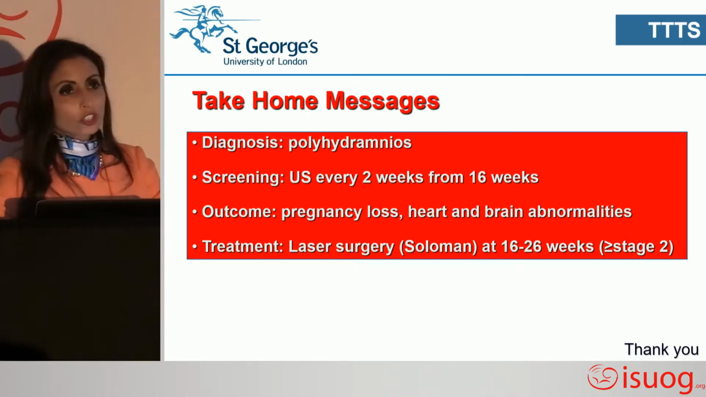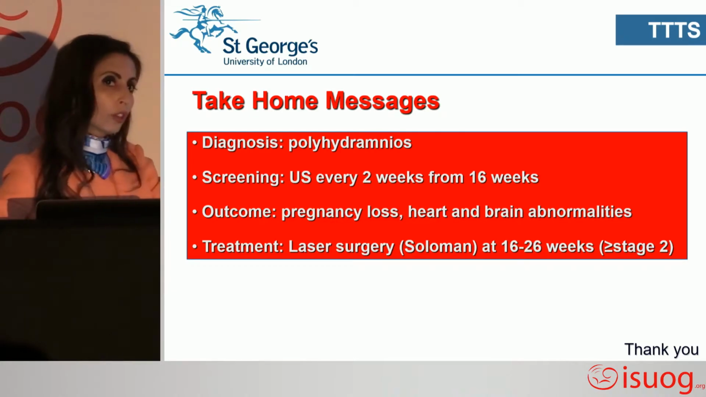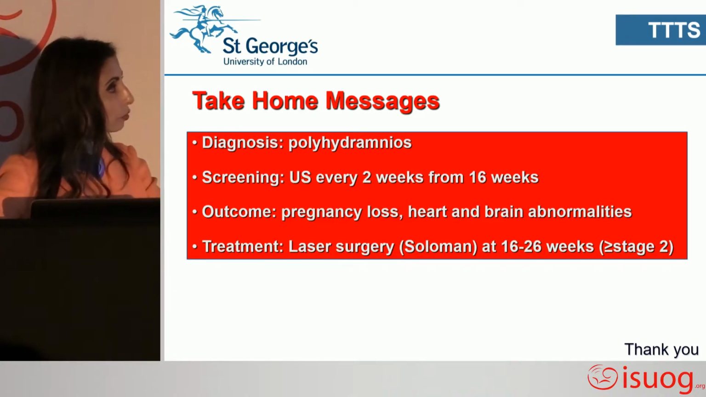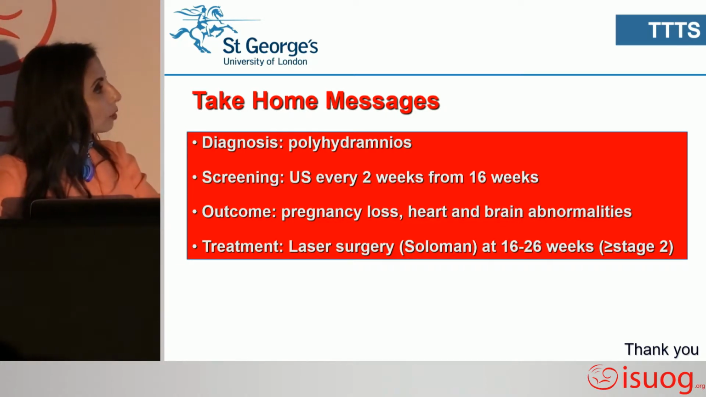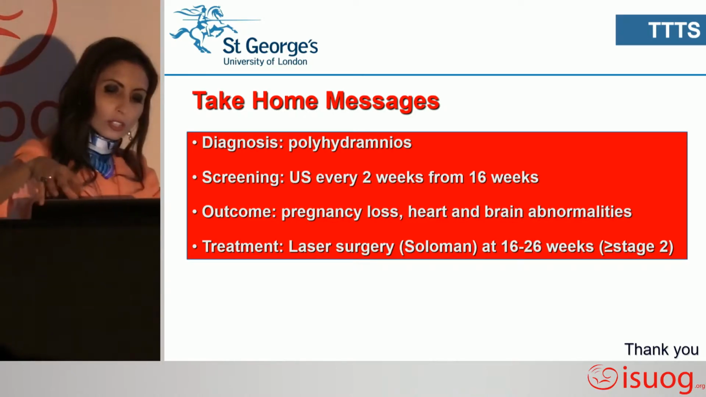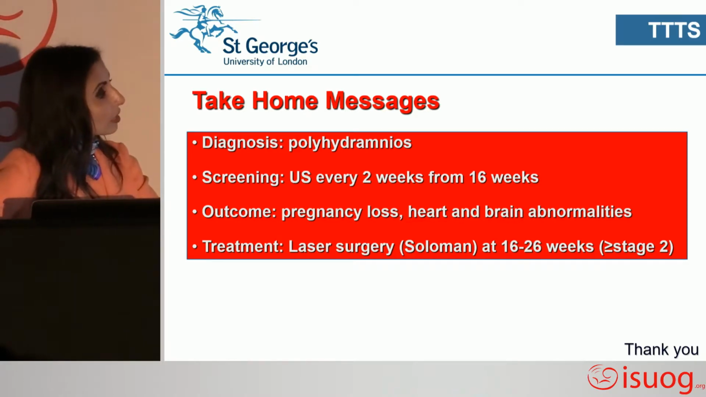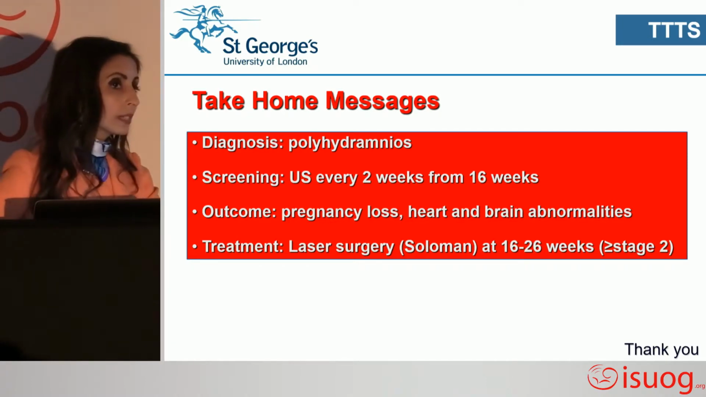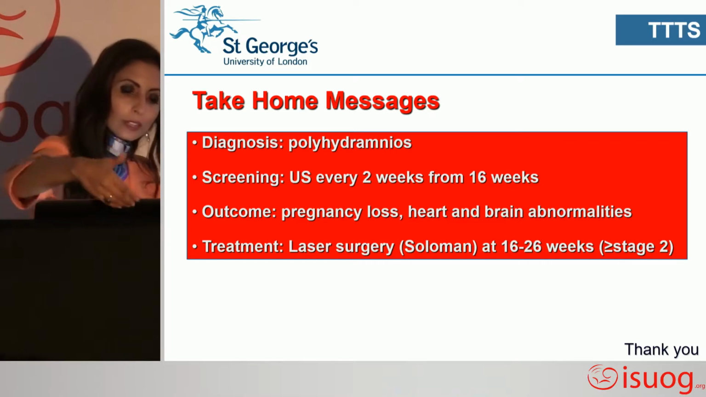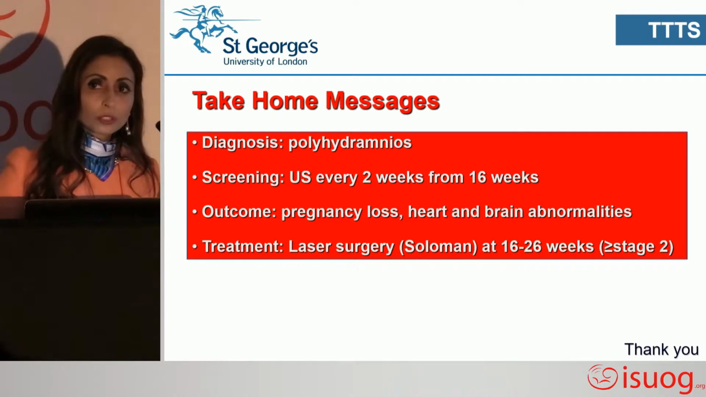So really the take-home message: you have to have polyhydramnios to diagnose TTTS. We should monitor all monochorionic pregnancies every 2 weeks from 16 weeks for the development of TTTS. It's a terrible complication because it's associated with risk of perinatal mortality and morbidity, but not just that, there's also risk of heart abnormalities and brain abnormalities. The treatment, as I said, the first line is laser surgery, the Solomon technique. The evidence is there between 16 and 26 weeks, but even for pregnancies that present before or after, many centers will still advocate laser as a first option.